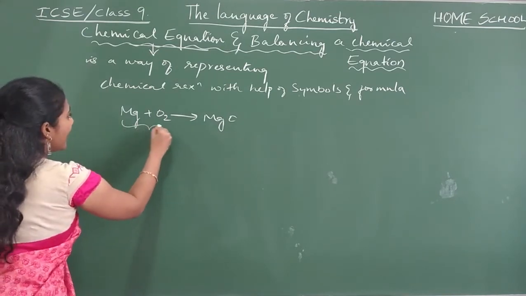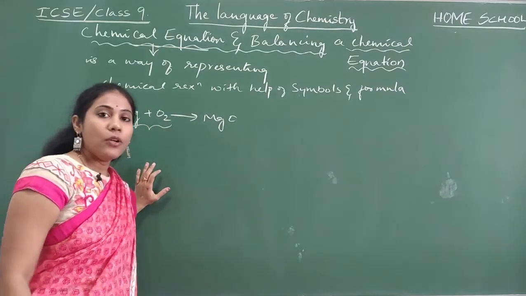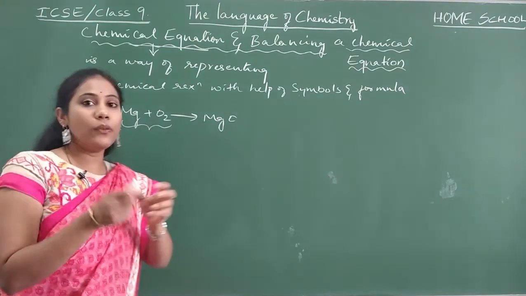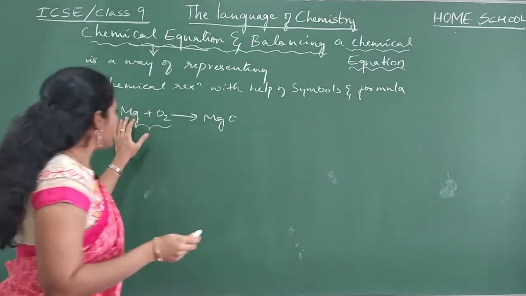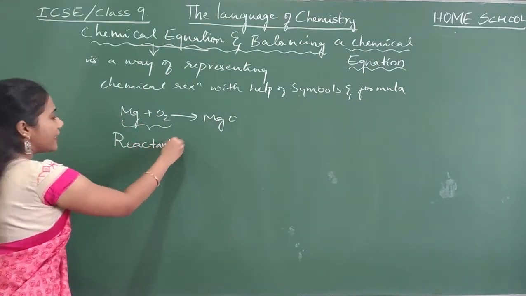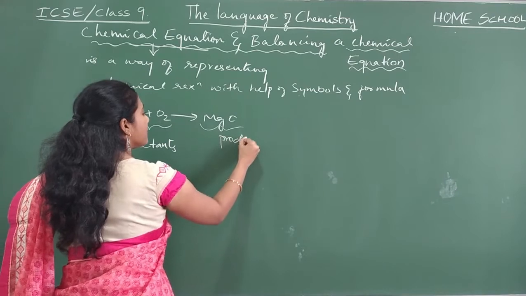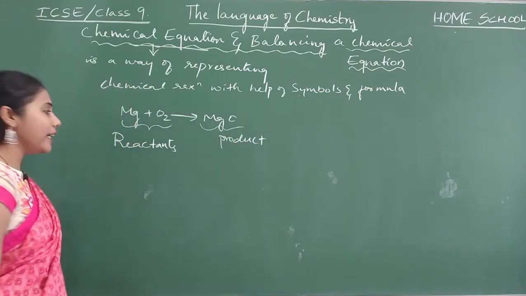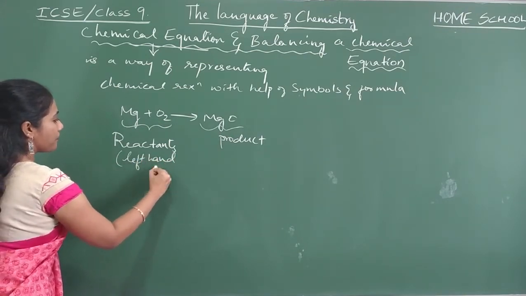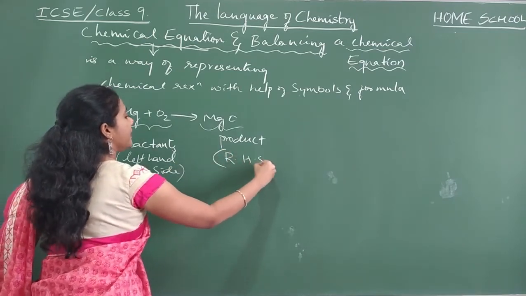The substances that are reacting, on the left side we have written Mg and oxygen, isn't it? What does this mean? It means that these two are reacting with each other. The substances which are reacting are called reactants. And the new substance that is formed is called product. Reactants are always written on the left hand side. Products are always written on the right hand side.